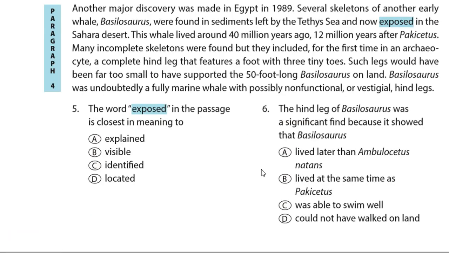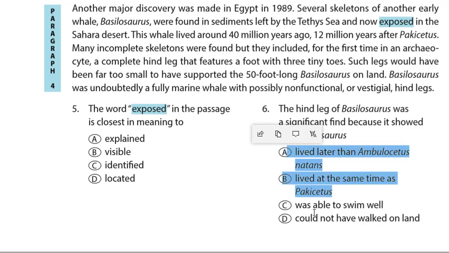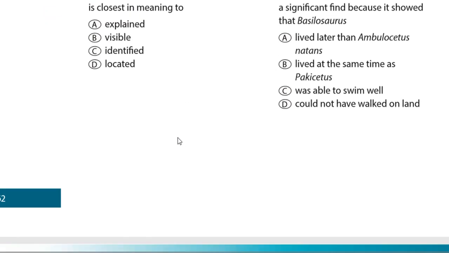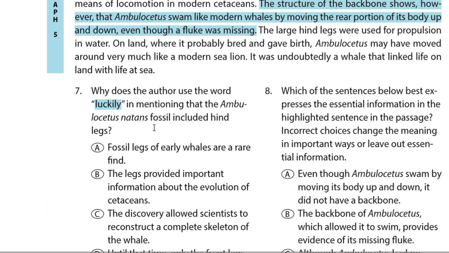From this, we could determine the answer. A. Lived later than Ambulocetus? No. Lived at the same time? No, we didn't read anything about these two things. Was able to swim well? We didn't read about swimming. Could not have walked on land? Yes, exactly. D is the correct answer. Now we move to question number 7.